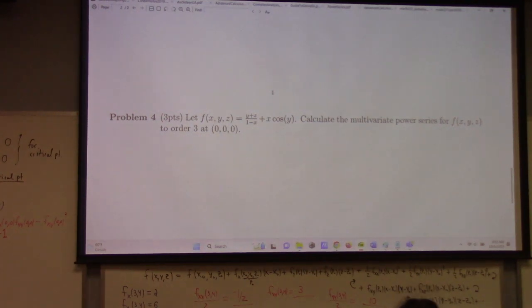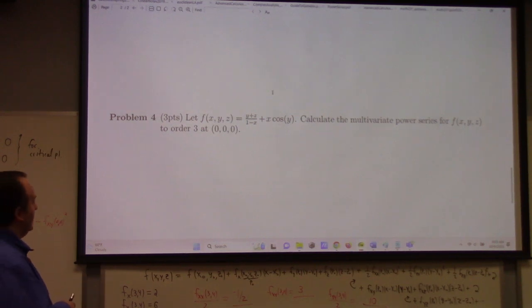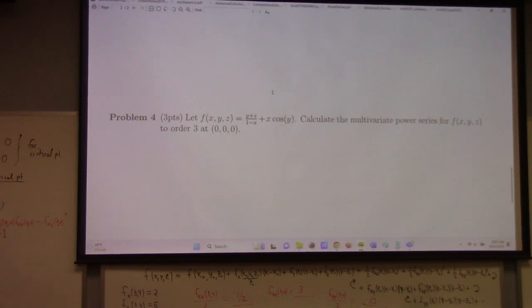Now this one here, finally an actual find the power series. So how should we do this one? What do I need? I mean, there's some fairly obvious stuff going on in this one, right?